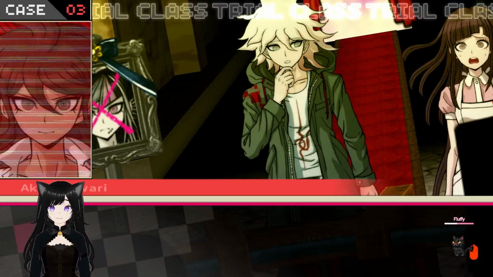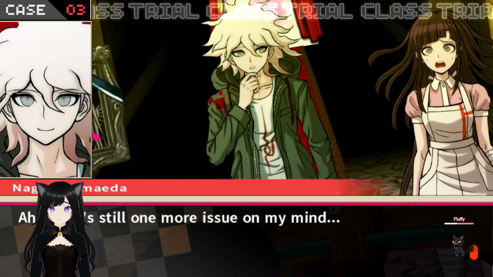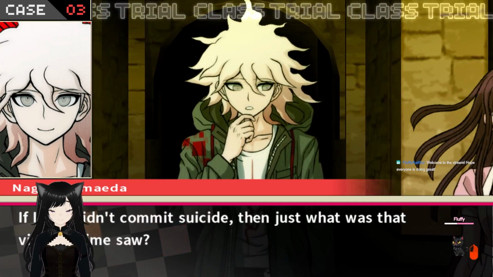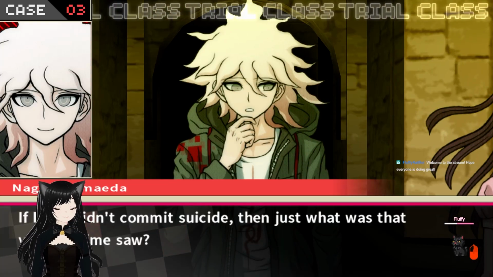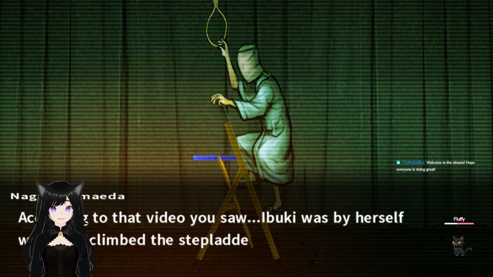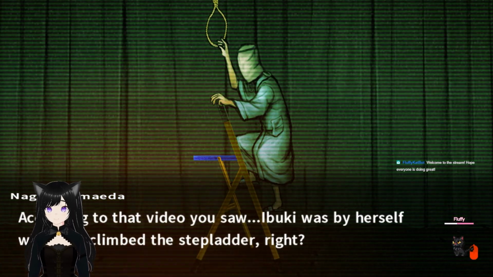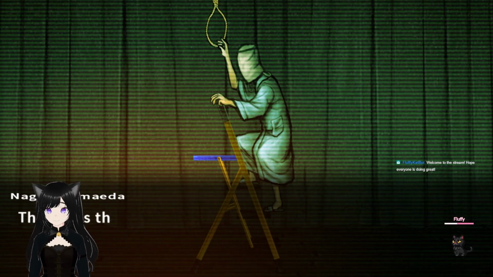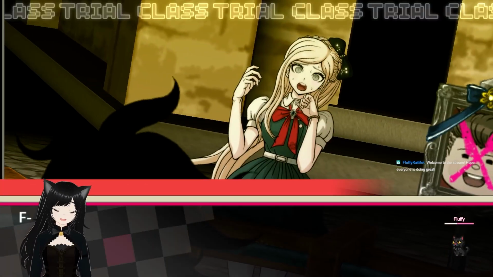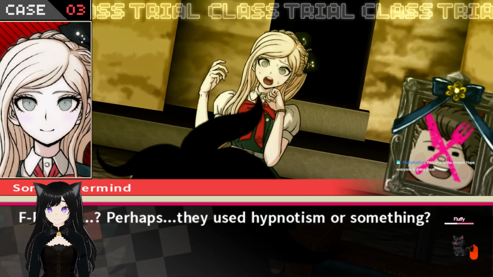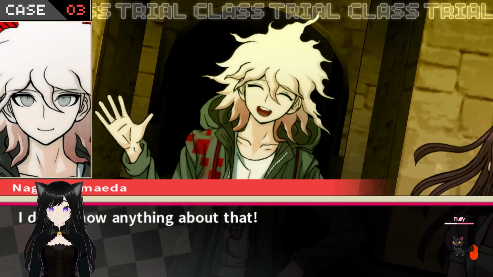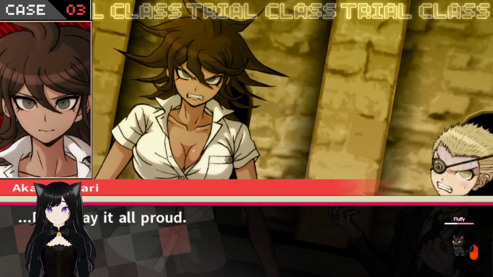What the heck? He jumps from one thing to another. There's still one more issue on my mind. If Ibuki didn't commit suicide, then just what was that video Hajime saw? Oh, I think we saw it accurately, huh? I feel like we saw it accurately. According to the video you saw, Ibuki was by herself when she climbed the stepladder, right? Yes. Then does that mean someone forced her to do it? I don't think so. Not exactly. Forced? Perhaps they used hypnotism or something? Or something. You're close, Sonia. I don't know anything about that. Don't say it all proud.